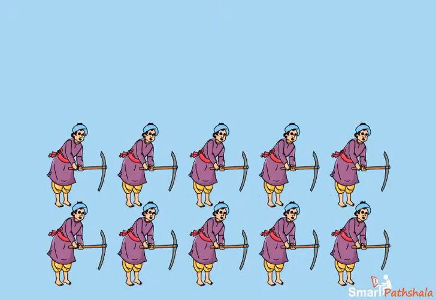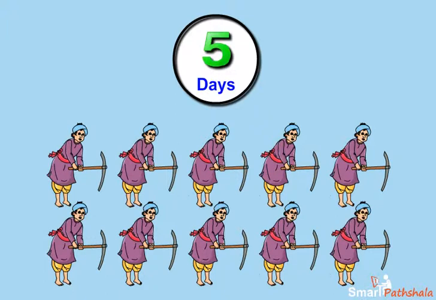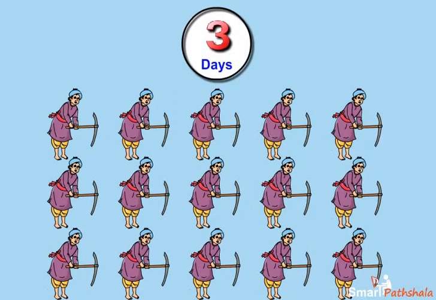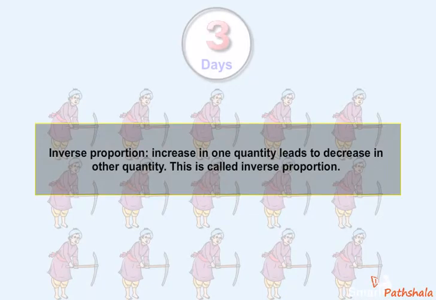Suppose 10 men can complete a piece of work in 5 days. Then 15 men can complete the same work in 3 days. Thus, with an increase in the number of people, the number of days required to complete the work decreases. Thus, an increase in one quantity leads to a decrease in the other quantity. This is called inverse proportion.